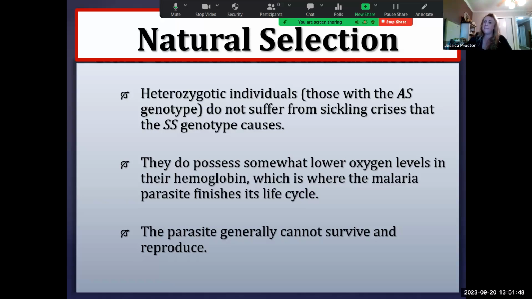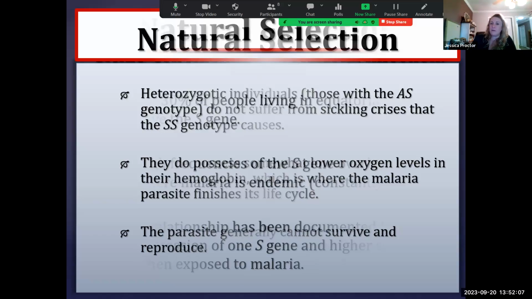But if you happen to get bitten by a mosquito that's carrying malaria, of course, you're still going to get bitten by that mosquito, and malaria is still going to try to take over your body, but it's not going to be successful at it because you have that slightly lower oxygen level in your hemoglobin, which prevents the malarial parasite from finishing its life cycle.